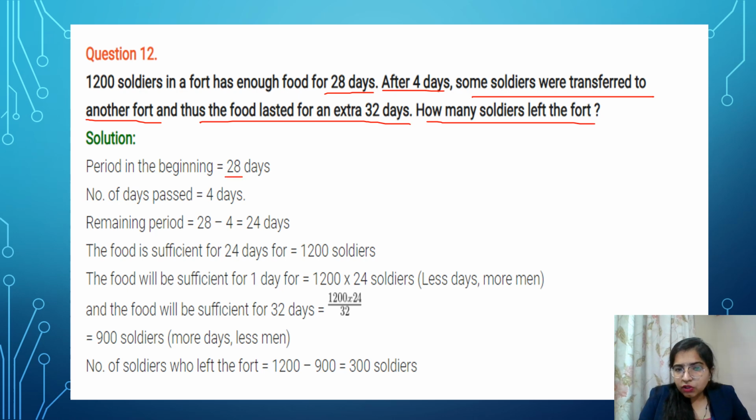So the period in the beginning was 28 days. The number of days passed was 4 days. So the remaining period is 24 days. Food is sufficient for 24 days for 1200 soldiers, right? So in this question, you have to find for 1 day, right? Unitary method, we are starting from this point. Inverse unitary method. For 1 day, 1200 into 24. For 32 days, you have to multiply. You will get 900 soldiers. So total was 1200, 900 after the period. Then you have to subtract: 300 soldiers left the fort.